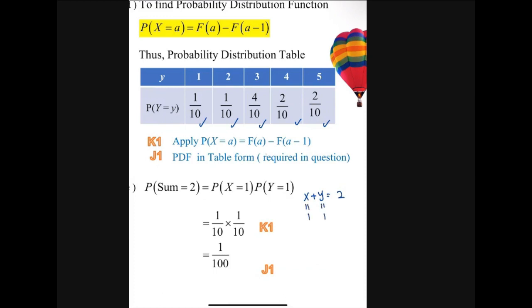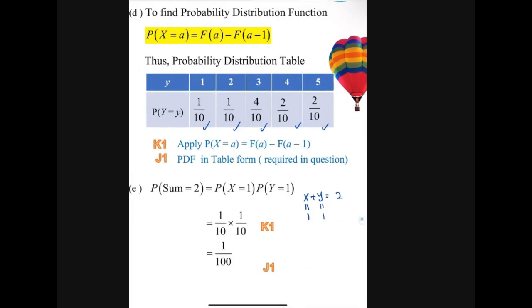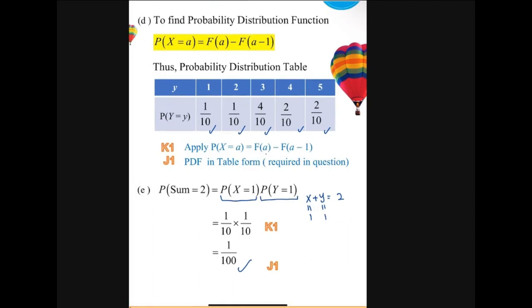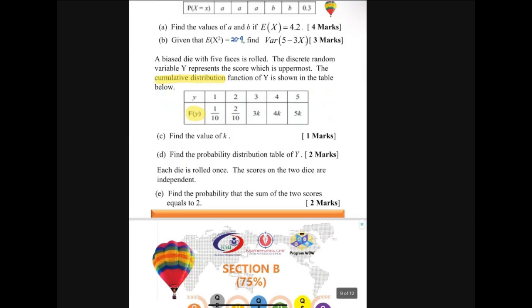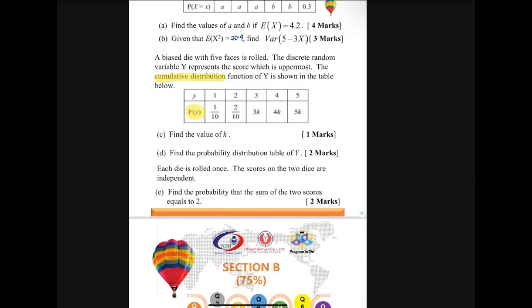For the summation of X and Y to be 2, we only have one case: when X is 1 and Y is 1. That's how we know, because this is independent. Independent means multiplication of two probabilities. So we have to find the probability when X is 1 times the probability when Y is 1. For both cases, probability is 1 over 10. So if I multiply this up, our final answer will be 1 over 100. Okay, so carefully read the situation.